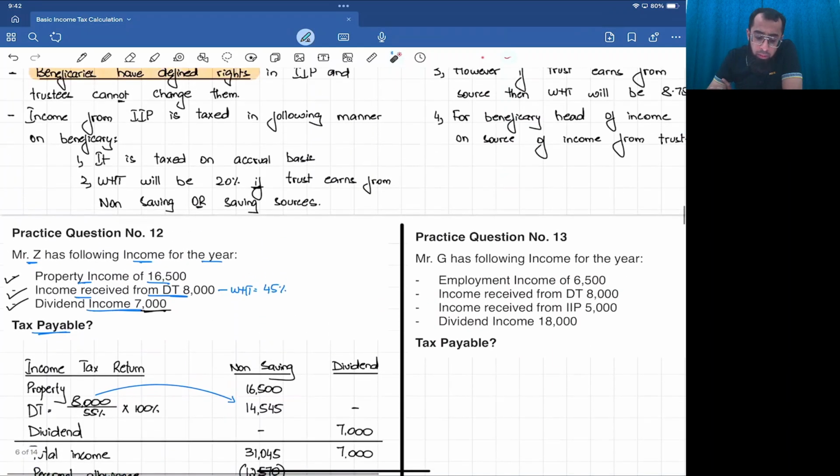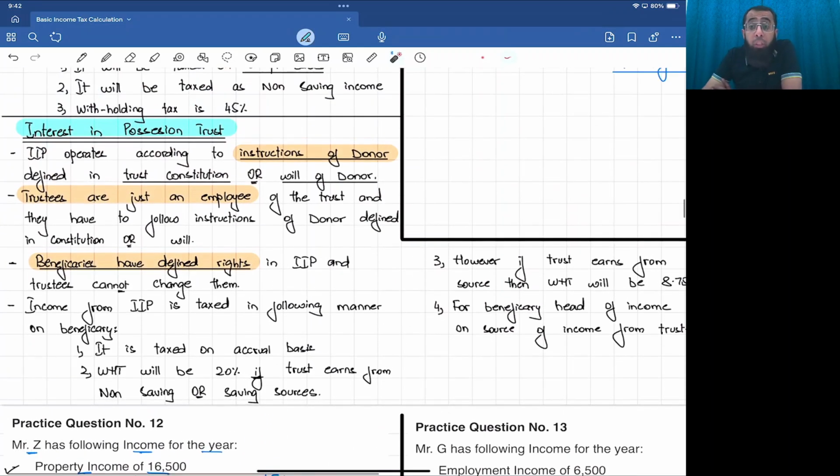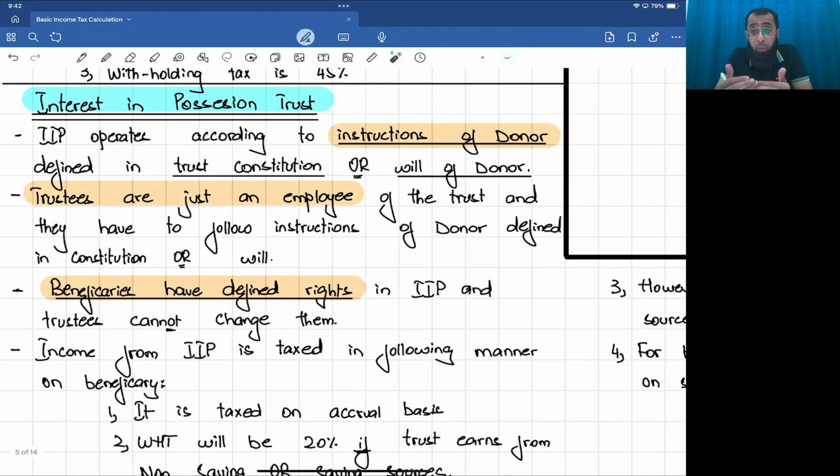Now let's move forward and introduce the concept of interest in possession trust, what interest in possession trust is and how it works. Okay, let's look at that. See, when we talk about this interest in possession trust, it's a bit different type of trust as compared to discretionary trust, but it is a very logical one.